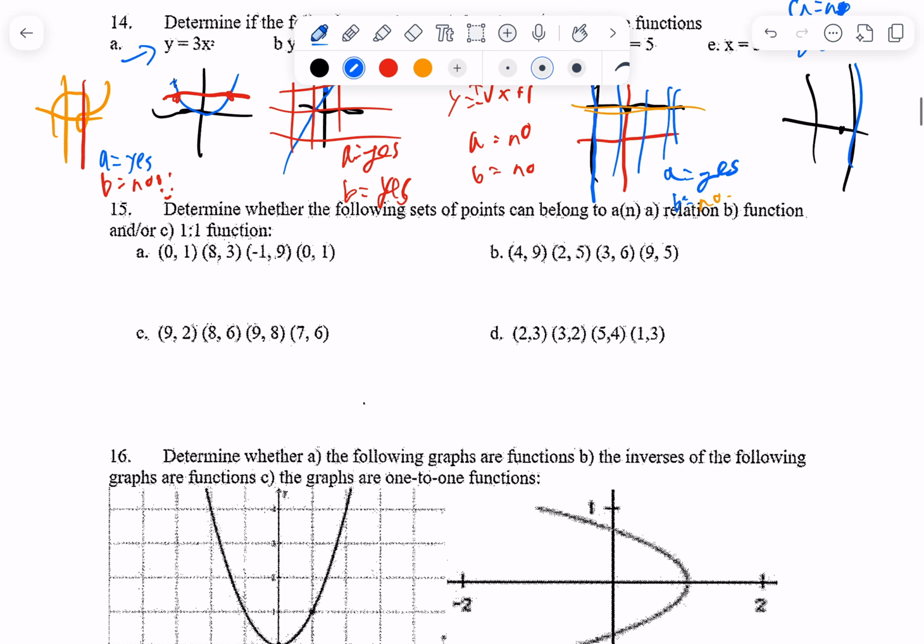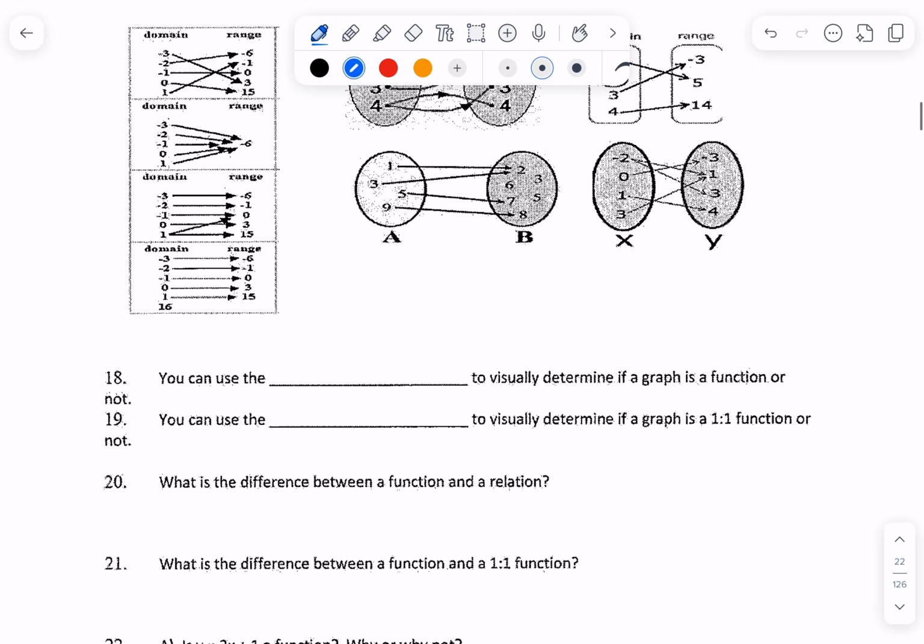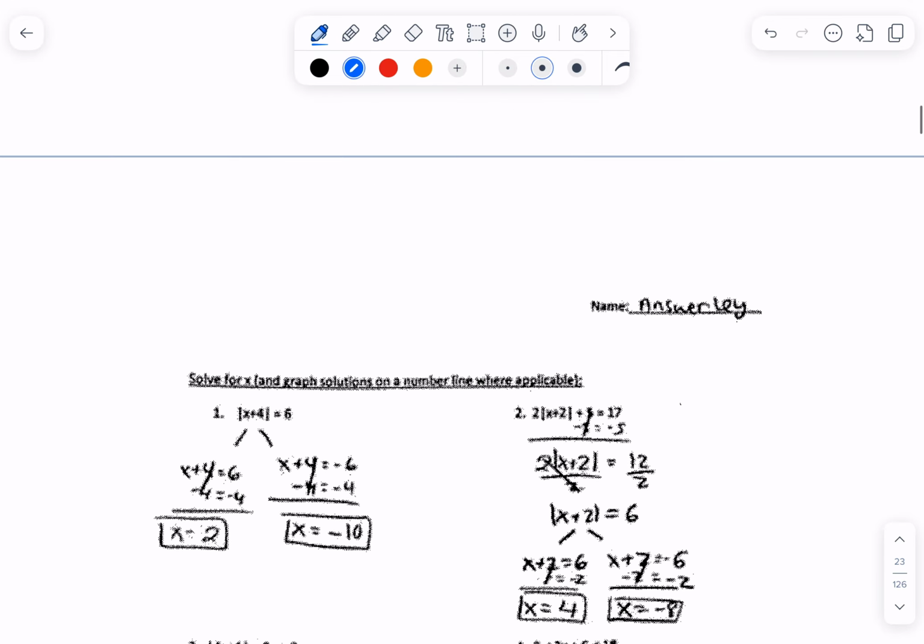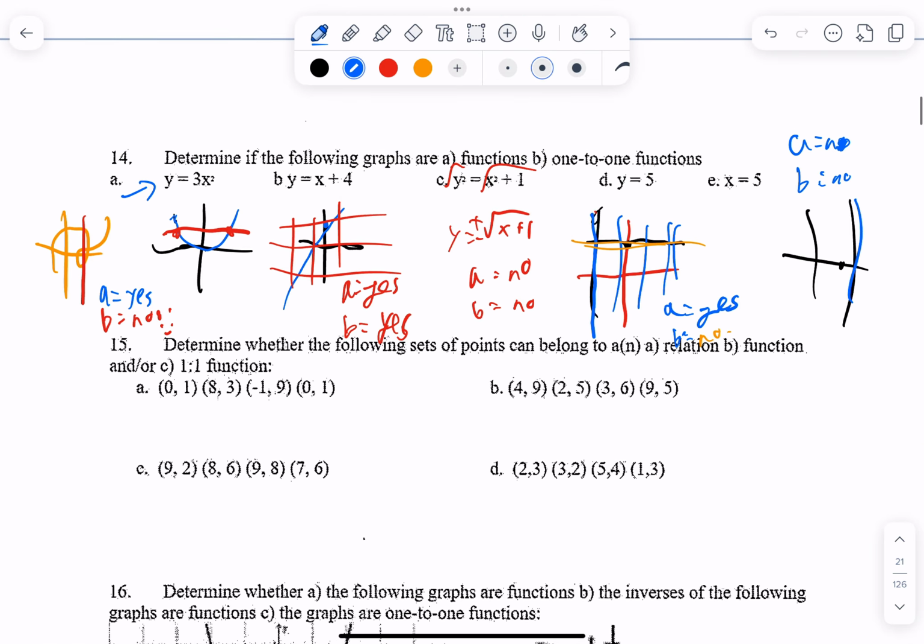All right, now let's go to here. And let's see, how long do I have? Okay, great. Okay.